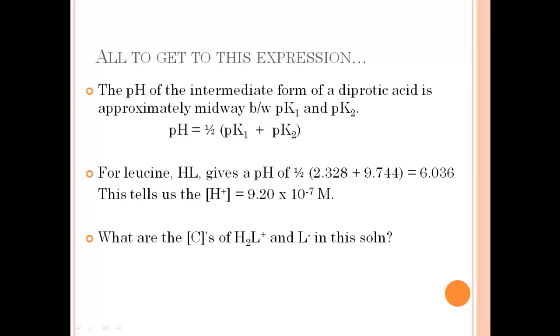The pH of the intermediate form of a diprotic acid, so intermediate form being like HL, like leucine, an amphiprotic species, is approximately midway between pK1 and pK2. So for leucine, this gives a pH of 1/2 times the sum of pK1, which was 2.328, that's from the table, plus the pK2, which is 9.744. It equals 6.036. And of course, that'll tell you that the H plus concentration of leucine is 9.20 times 10 to the negative 7th molar.